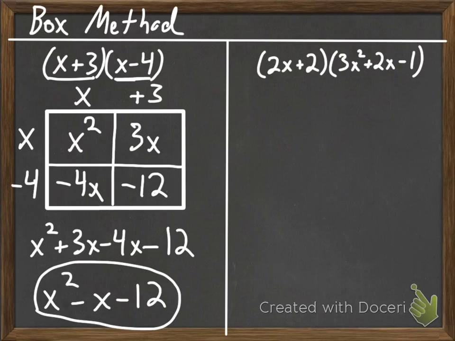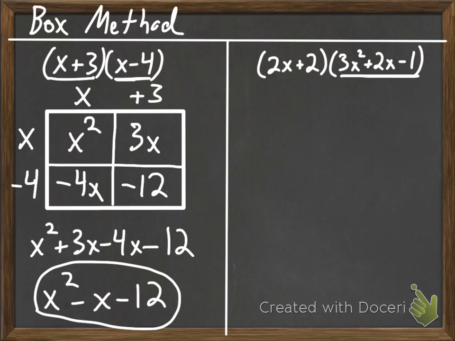So distribution or the box are either way to get to this spot right here. That's the spot we want to get to, and you can get there either way. So I'm going to do the box method with this one again. But as you can see, we have a trinomial here.